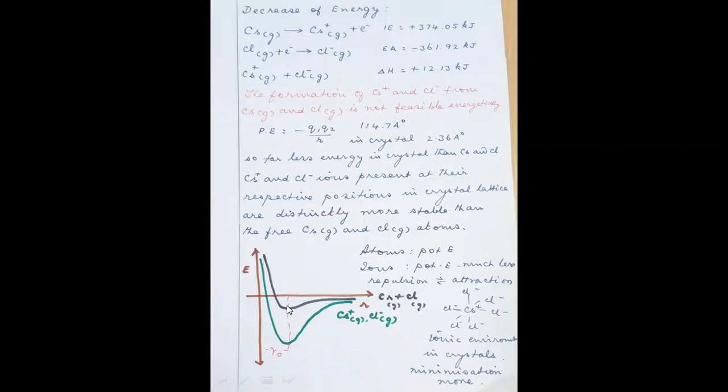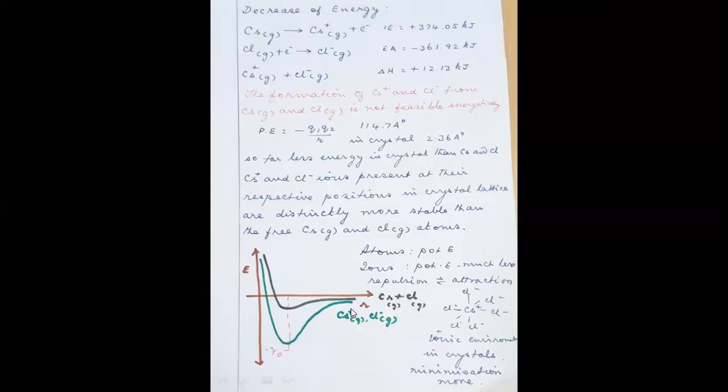So there exists a point. If you go beyond this, energy increases. So there is a critical distance. This is the distance at which the repulsion and the attraction balance each other and the energy is found to be less. But this is the case for atomic cesium and atomic chlorine.